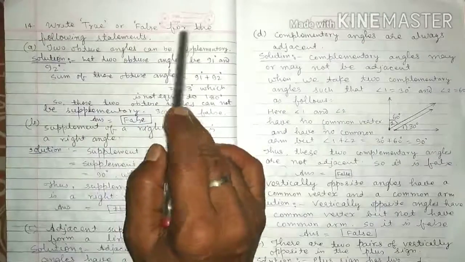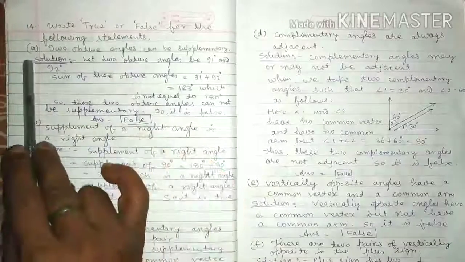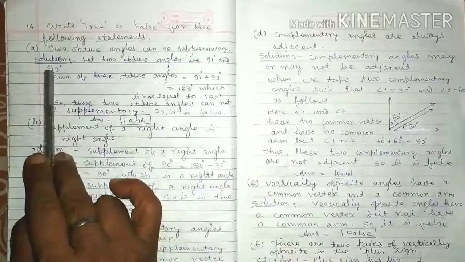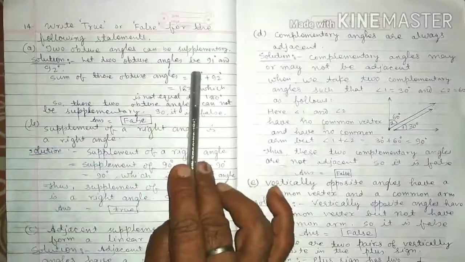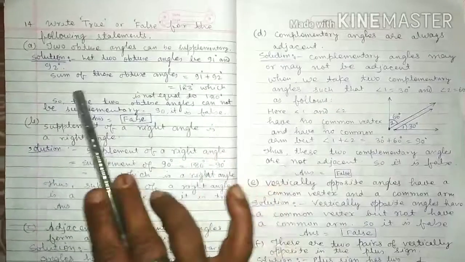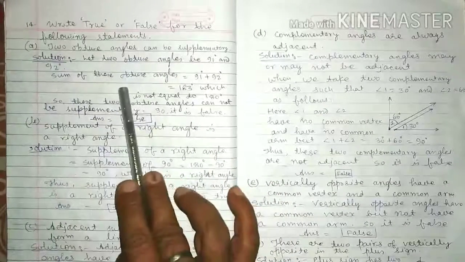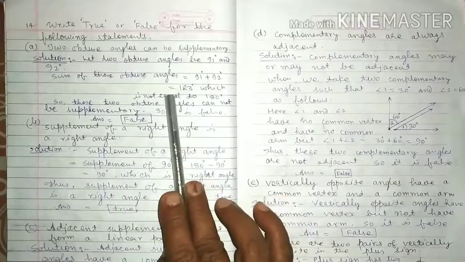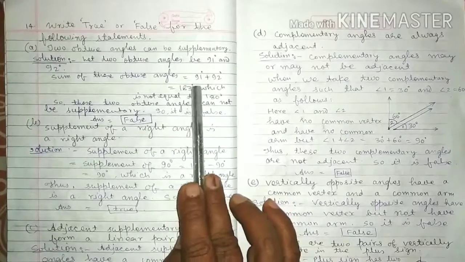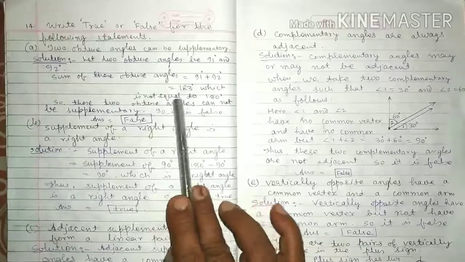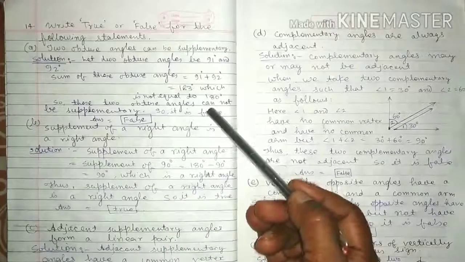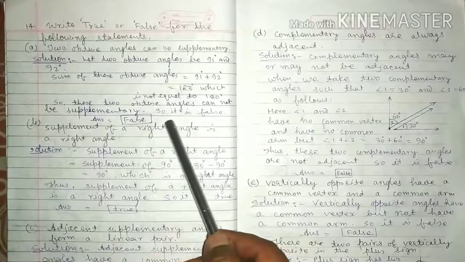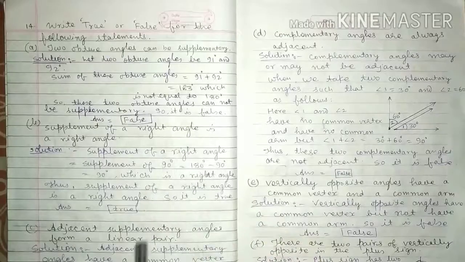Question number 14. Write true or false for the following statements. A. Two obtuse angles can be supplementary. For the solution of this question, we write let two obtuse angles be 91 degree and 92 degree. Sum of these obtuse angles equals 91 degree plus 92 degree. This equals 183 degree, which is not equal to 180 degree. So these two obtuse angles cannot be supplementary. So it is false. Answer is false.